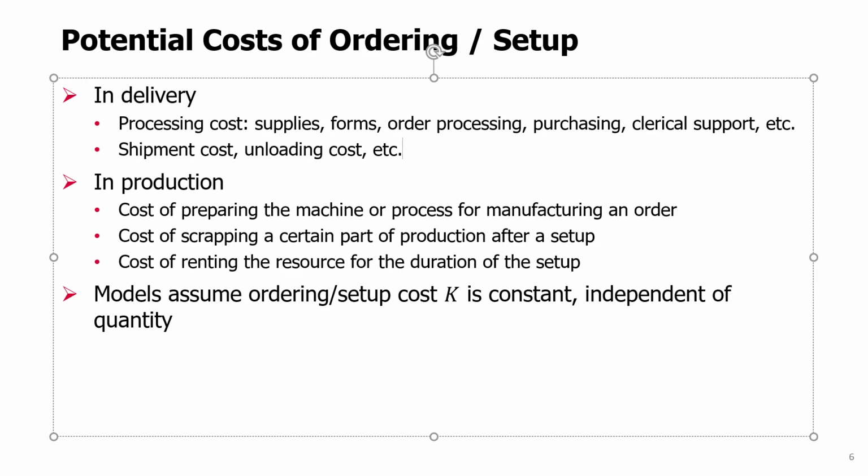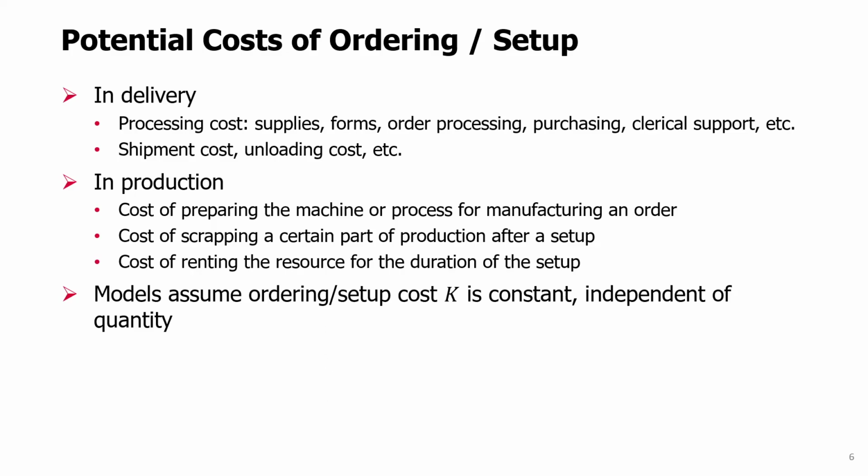And in production, there could be several reasons to have setup cost. For example, there could be some cost to prepare a machine or process for manufacturing another order quantity. It could be also, in some settings, scrapping a certain part of production after setup. It might be that if you produce a large number of units on certain types of machines, you have to scrap the first X units that you produce initially because maybe they have insufficient quality or they are just not ready or not useful to be sold as finished products.